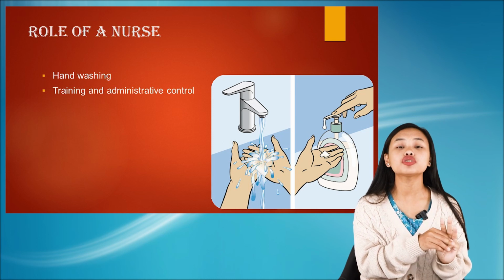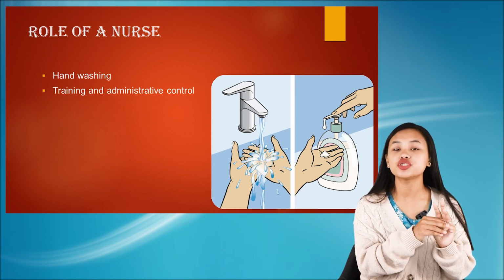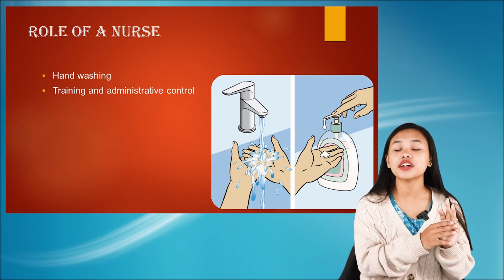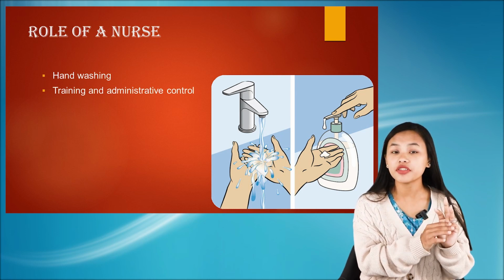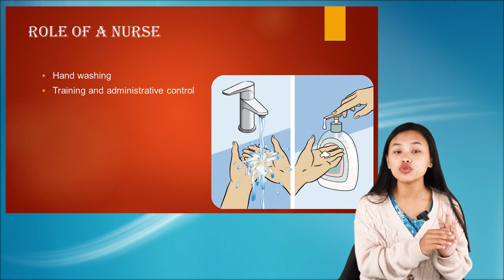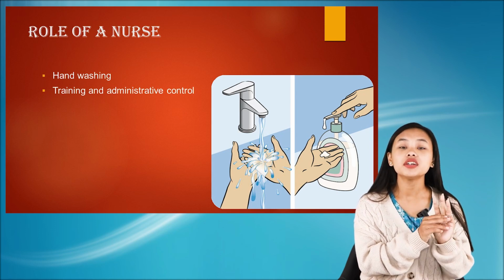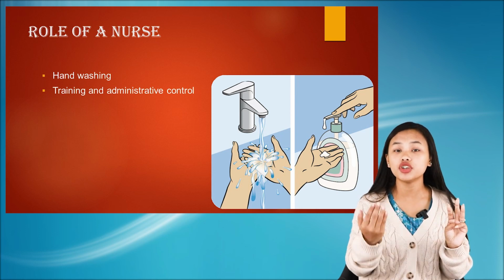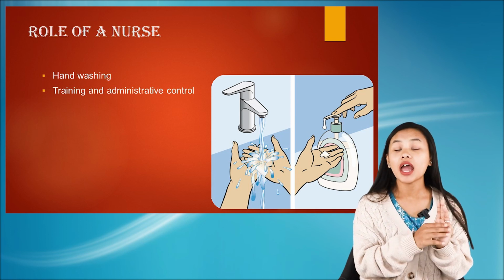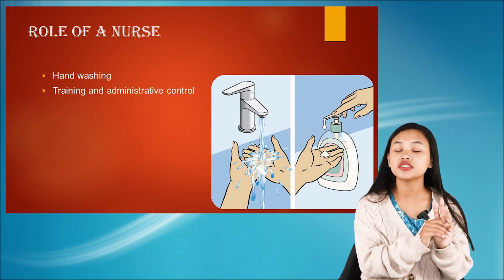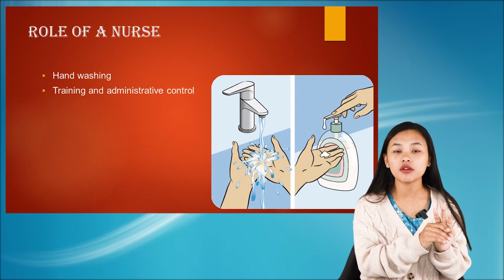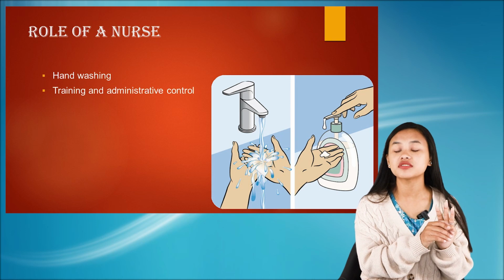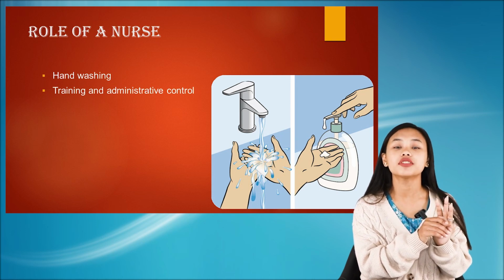The third one is training and administrative control. You should educate and train your healthcare workers on how to protect themselves from infectious diseases, as well as the steps they need to do before they perform any surgical procedure for the patient, such as preparation of the unit, cleaning, disinfecting, and all of the other procedures they need to do in order to keep the environment sterile before any surgical procedure or invasive procedure is performed.